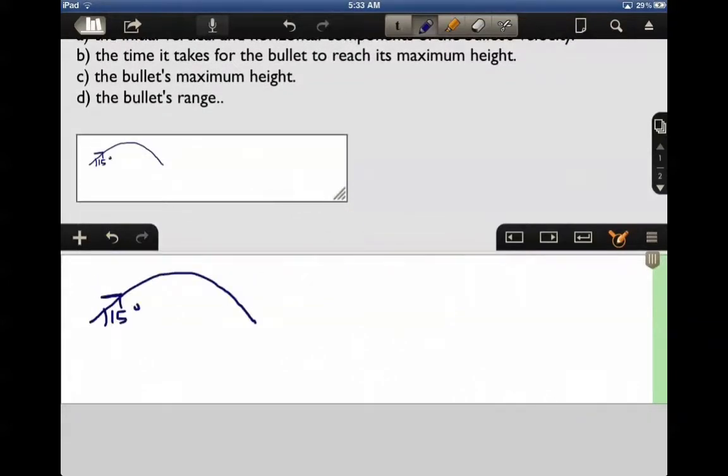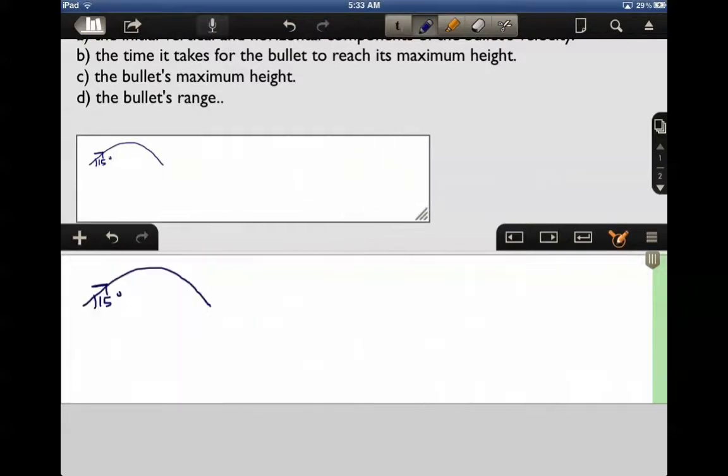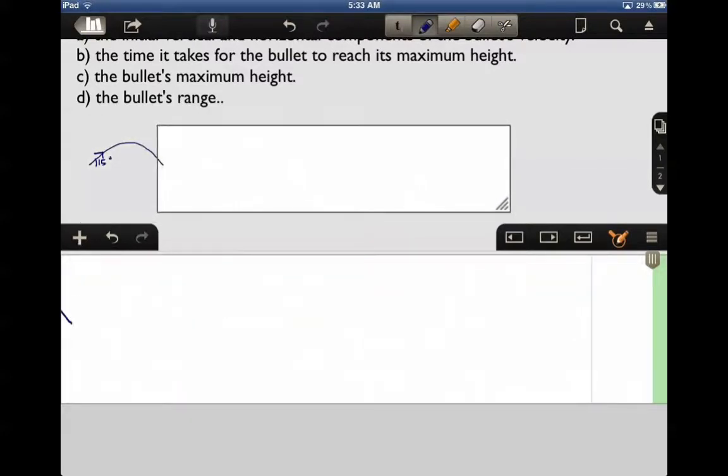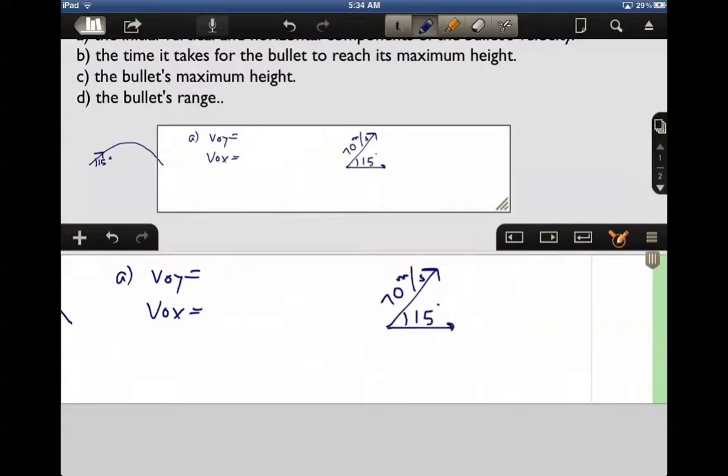So in question A, V naught y and V naught x. We have a trig triangle that looks like this. This was 70. This was 15. And these two arrows become V naught x and V naught y.